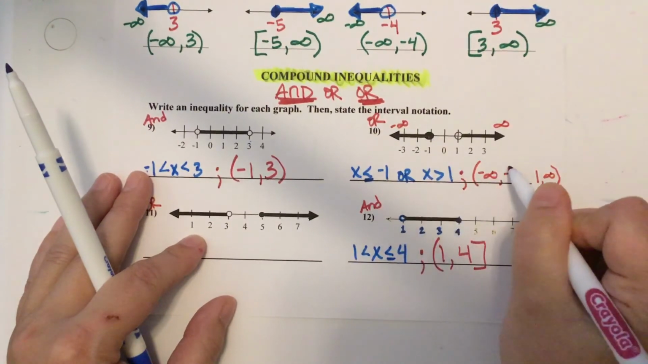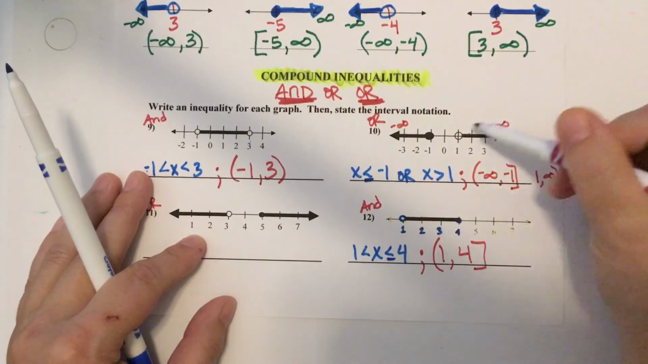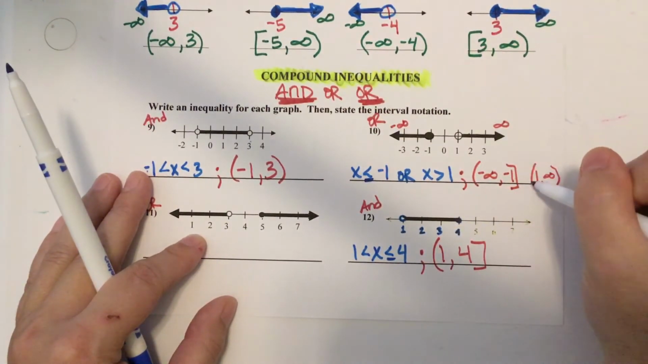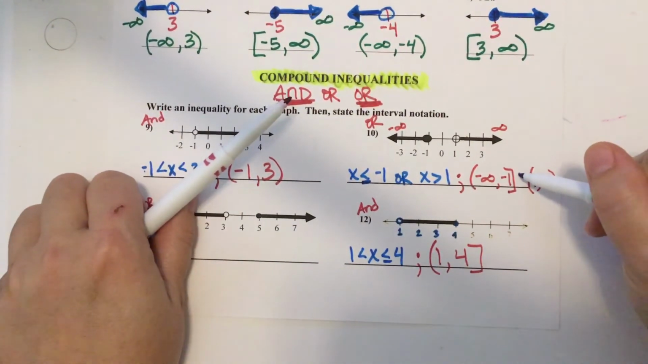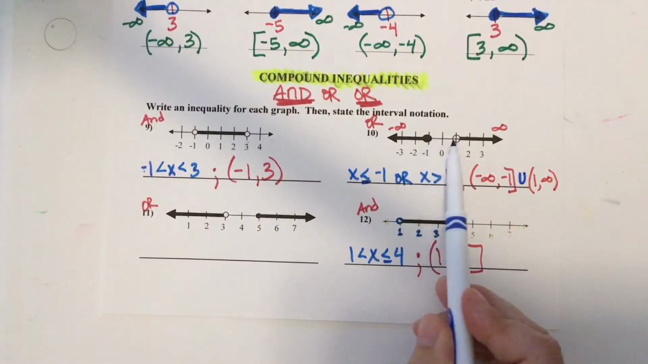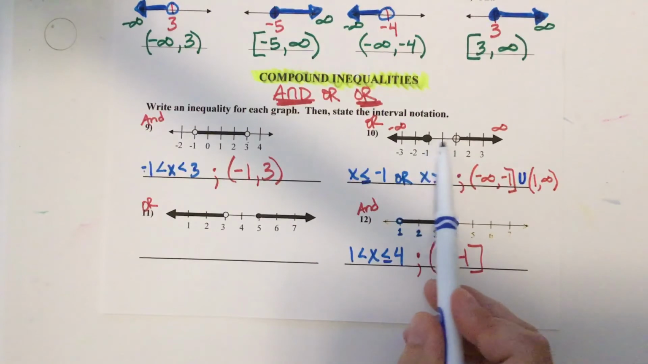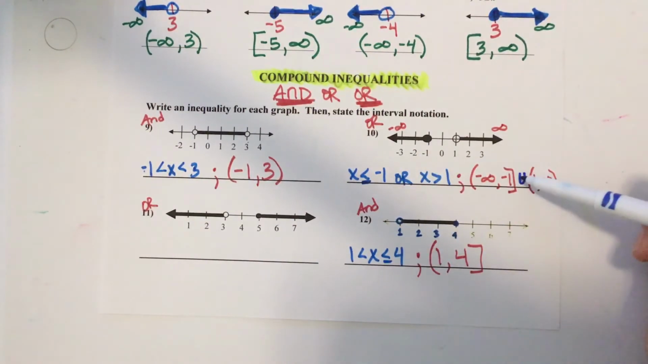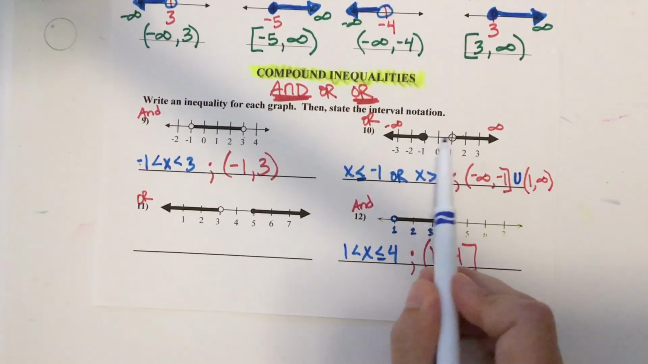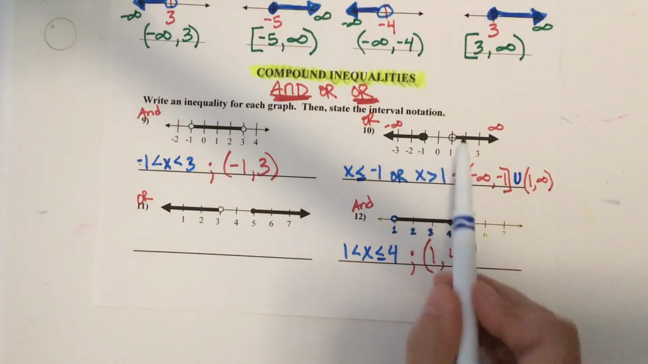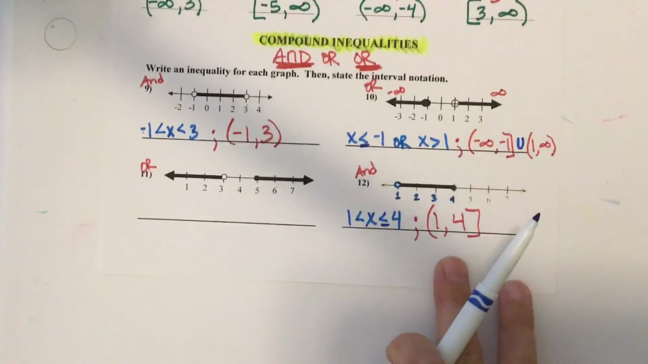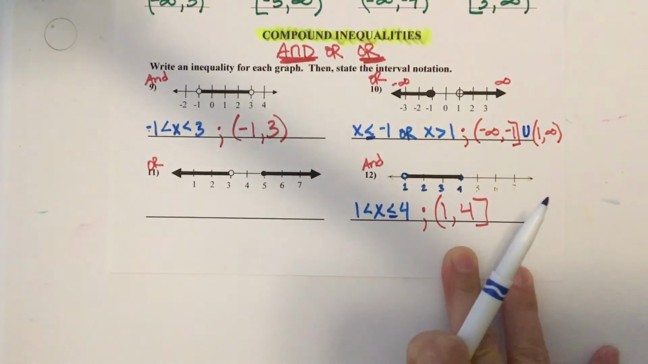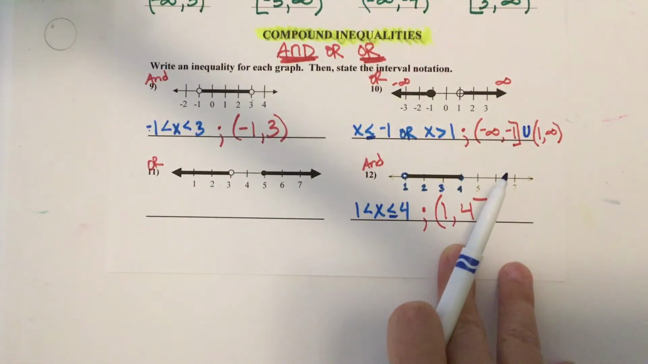Closed circles are always brackets. Open circles are always parentheses. And then we have this, it's called a union symbol. It's a little U, and it represents the break in the graph. Because there's no shading from here to here, that's what this U represents. It represents the shading, the break in the graph. It's kind of like the word OR. And that is the interval notation. It's going to take a little getting used to, I know.